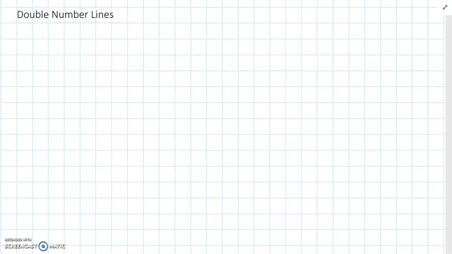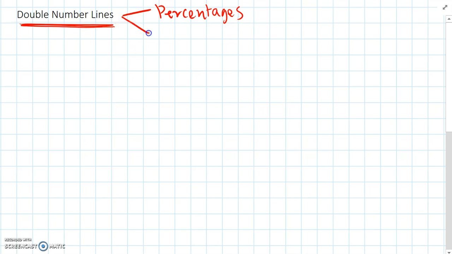Now we're going to look at a method called double number lines. And this is a really useful method in maths for lots of different topics, especially in percentages, but in different areas like ratios and rates and other things like that. Percentages, which we'll be using it for now, rates and ratios, which we'll come across later in maths as well.